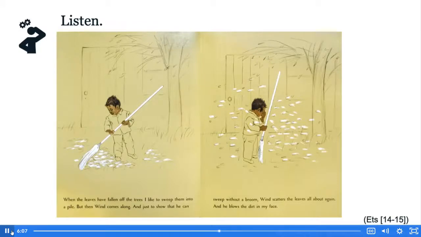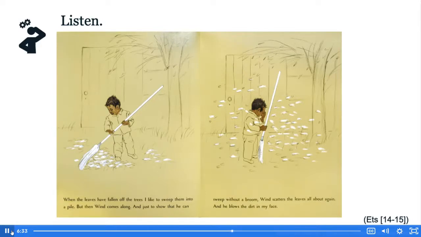To think about how writing a problem works, let's get back into the text. Poor Gilberto, he keeps having problems in this story. Listen while I read about another one. When the leaves have fallen off the trees, I like to sweep them into a pile, but then wind comes along, and just to show that he can sweep without a broom, wind scatters the leaves all about again, and he blows the dirt in my face.